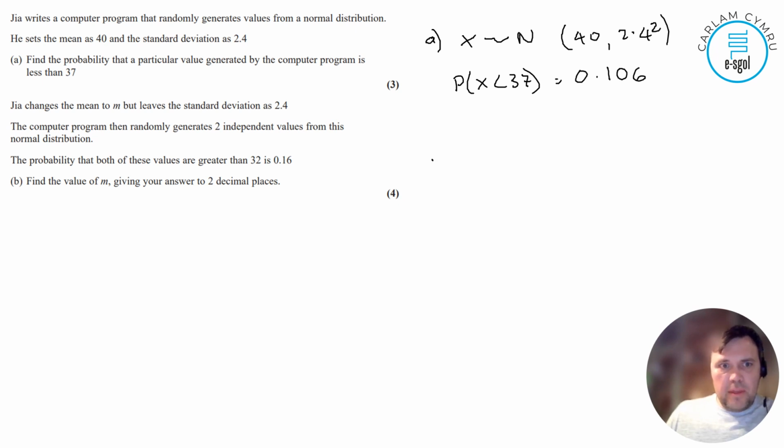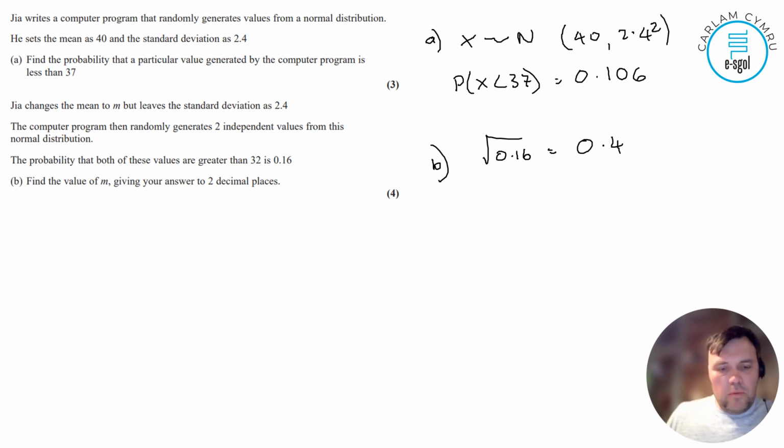Part B changes the mean to m but leaves the standard deviation as 2.4. The computer program then randomly generates two independent values from this normal distribution. The probability that both these values are greater than 32 is 0.16. Find the value of m, giving your answer to 2 decimal places. Well, to get 0.16, we're going to square root that, so that's 0.4. Sorry, 0.16 equals, that's actually 0.4.